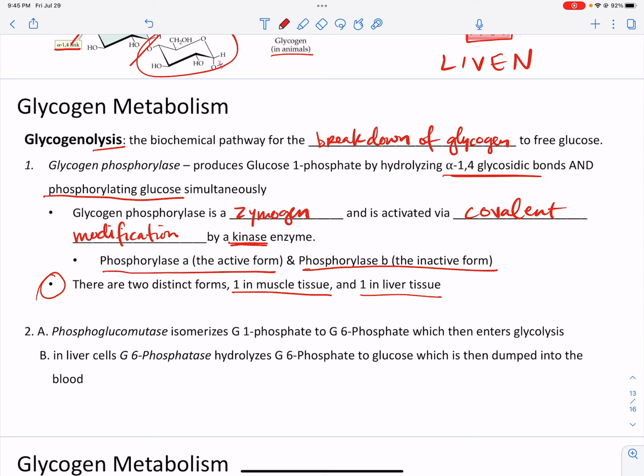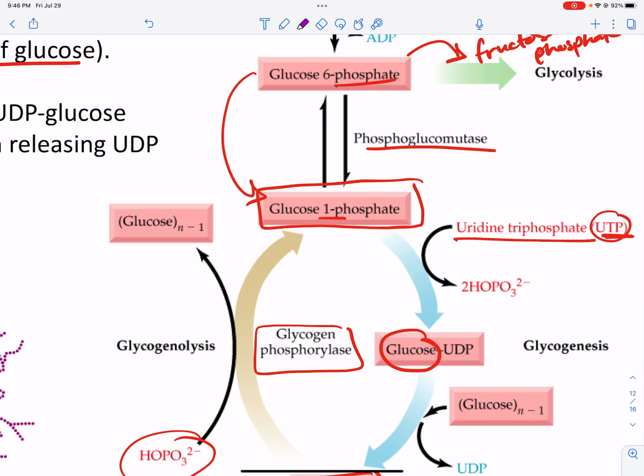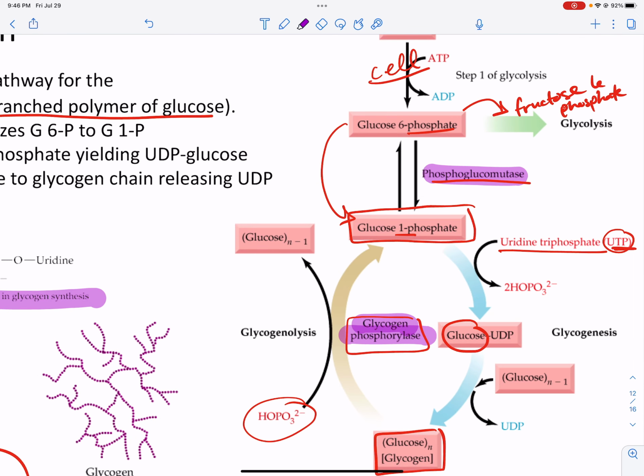And then lastly, the next part of glycogen metabolism, once glycogen phosphorylase has done all its work, this guy, phosphoglucomutase, isomerizes G1P to G6P, and then it can be ready to enter glycolysis if it wants, or if you are in the liver, you won't go to perform glycolysis, you will just then be dumped right back into the blood. All right, so these two enzymes we just talked about, phosphoglucomutase and glycogen phosphorylase, are the two major players in glycogenolysis.